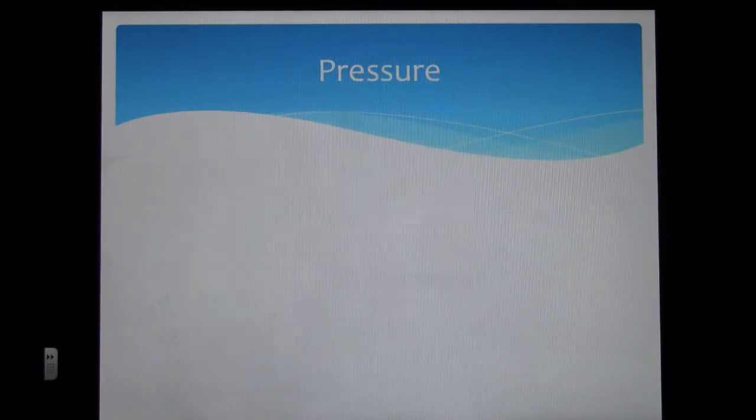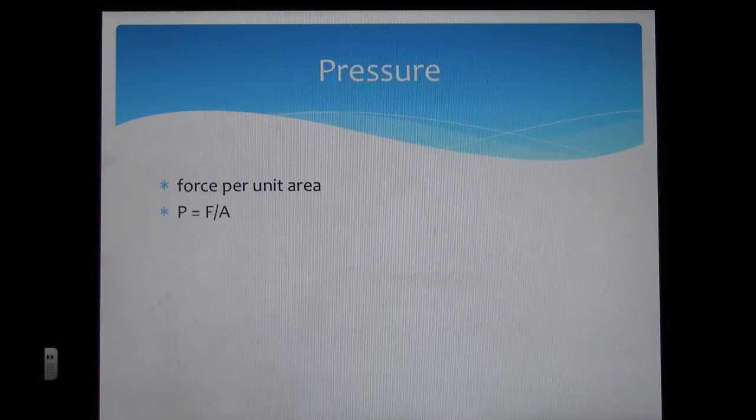Pressure is another characteristic that is useful when studying fluids. Pressure is defined as force per unit area, and as an equation can be written as P equals F over A. Pressure is actually a scalar quantity. It has no direction. Units for pressure are newtons per meter squared, because force is in newtons, area is in meters squared, therefore force per area is newtons per meter squared.